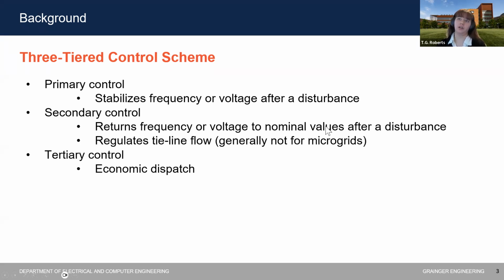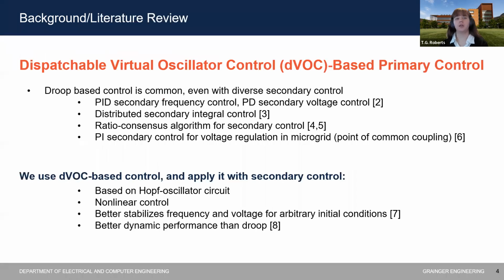And then the third tier is tertiary control, which comes in the form of economic dispatch, which is also something that I'm not going to really get into now, but I will mention it briefly later.